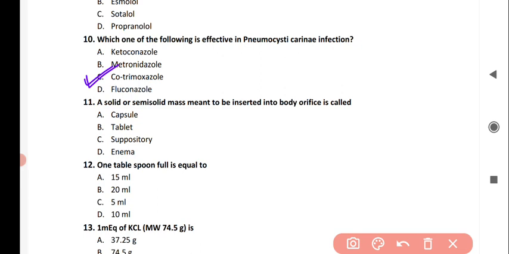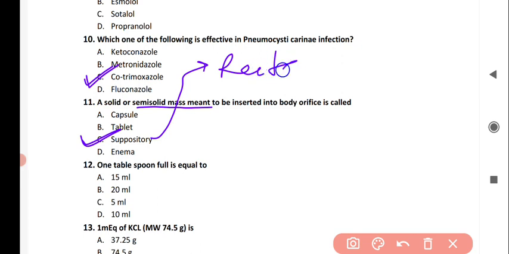Then the next question is, a solid or semi-solid mass meant to be inserted into a body orifice is called. So a dosage form which is solid or semi-solid in nature, and it can be inserted into the body through an orifice, or we can say through body cavities. So this is suppositories. Suppositories are the semi-solid dosage forms which are inserted into the body cavity. There are different types of suppository.